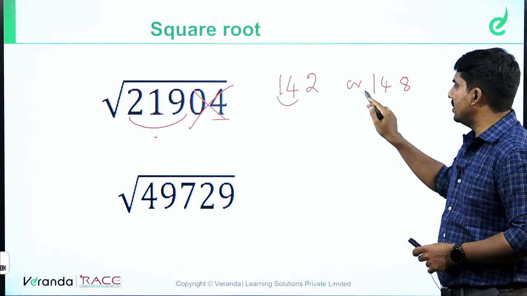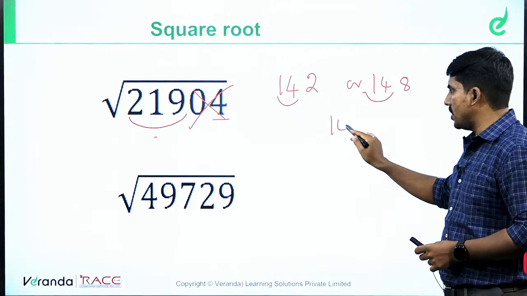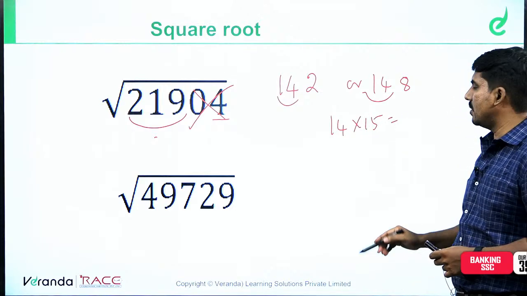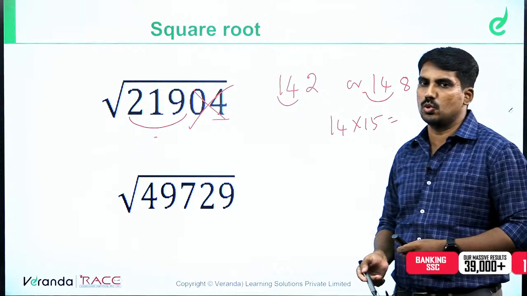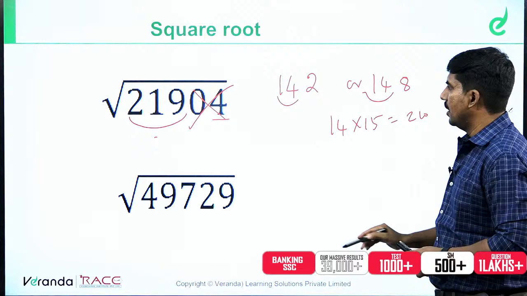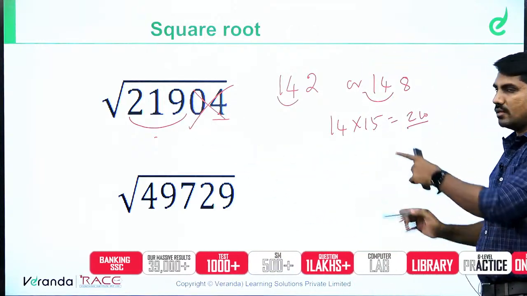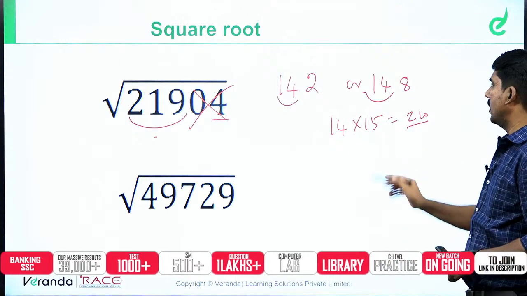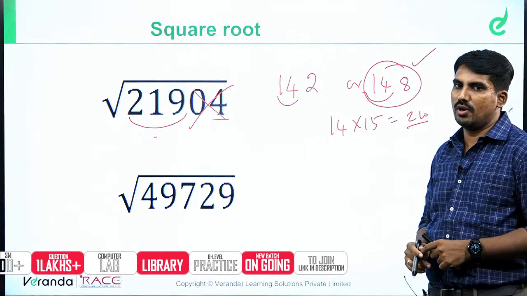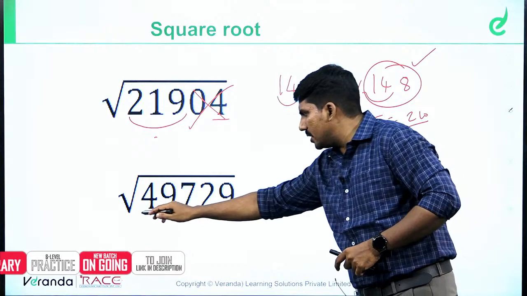Now, we have taken this number 14. That 14 into the next number 15. 14 into 15, what is the value? 14 into 15 is 210. Right? 210 we are getting. This number is 219. See? 210, 219. More than 210. Therefore, choose the greatest, highest number. 148. Clear?